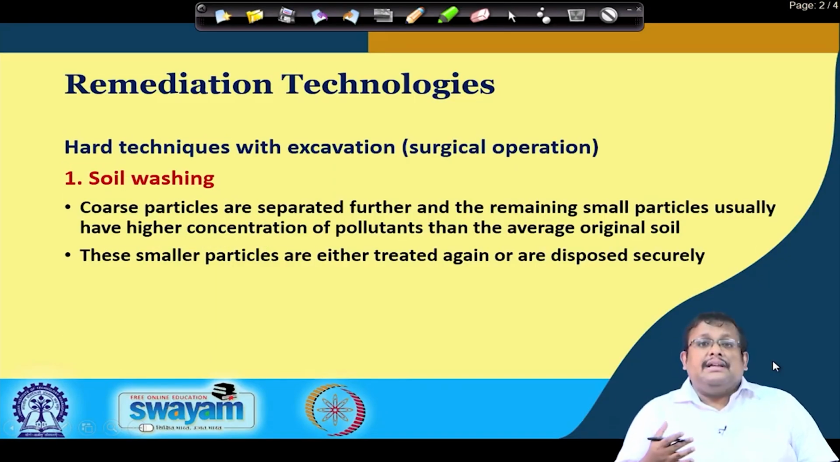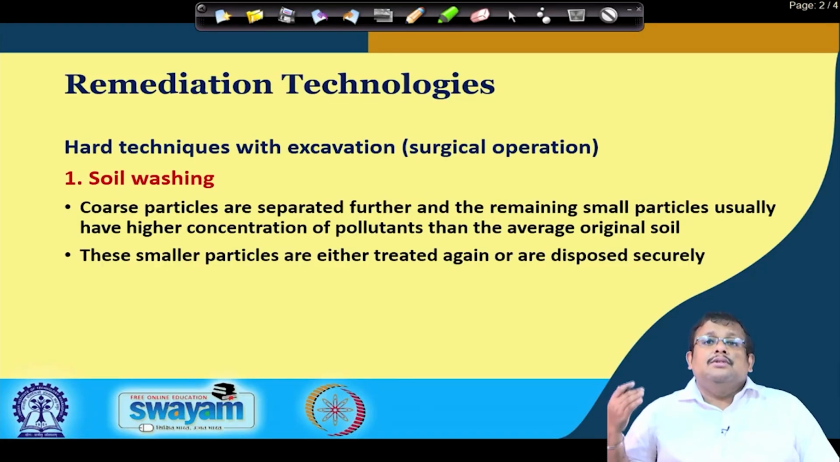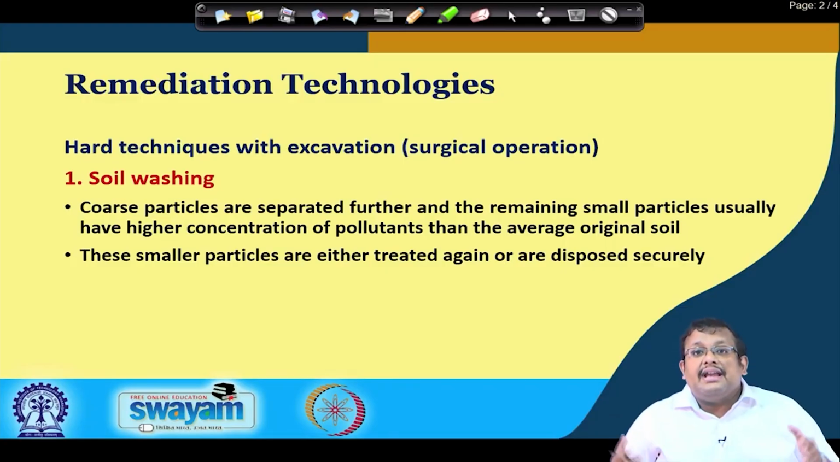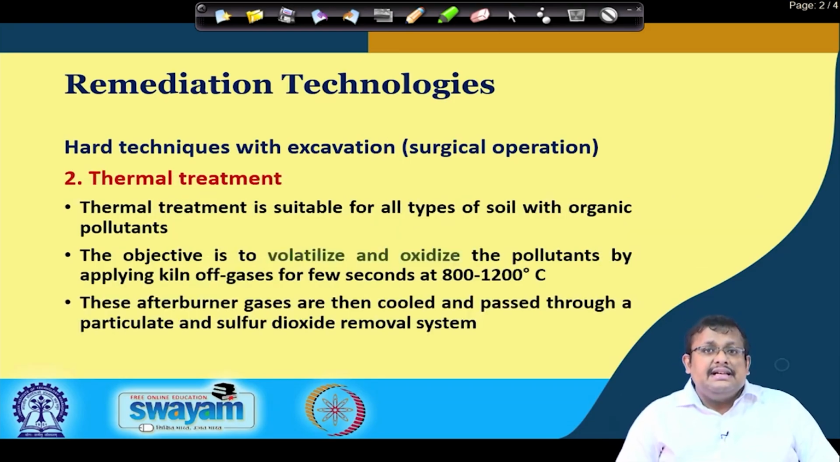Now, during the soil washing procedure, the soil particles are settled down. Coarse particles are separated further, and the remaining soil particles usually have a higher concentration of pollutants than the average original soil. These smaller particles are either treated again or are disposed securely. So, this is how soil washing is basically executed.